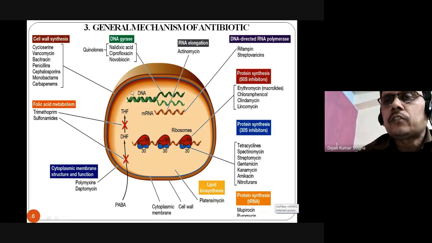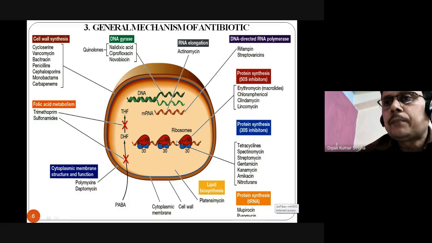In the last class we discussed the different types of inhibitors: cell wall synthesis inhibitors, and folic acid synthesis inhibitors I already discussed. Another is polymyxin, and the DNA gyrase inhibitors, which are quinolone derivatives like ciprofloxacin, were all discussed, along with RNA elongation inhibition by actinomycin. This is not discussed yet, but today these are the main portions.